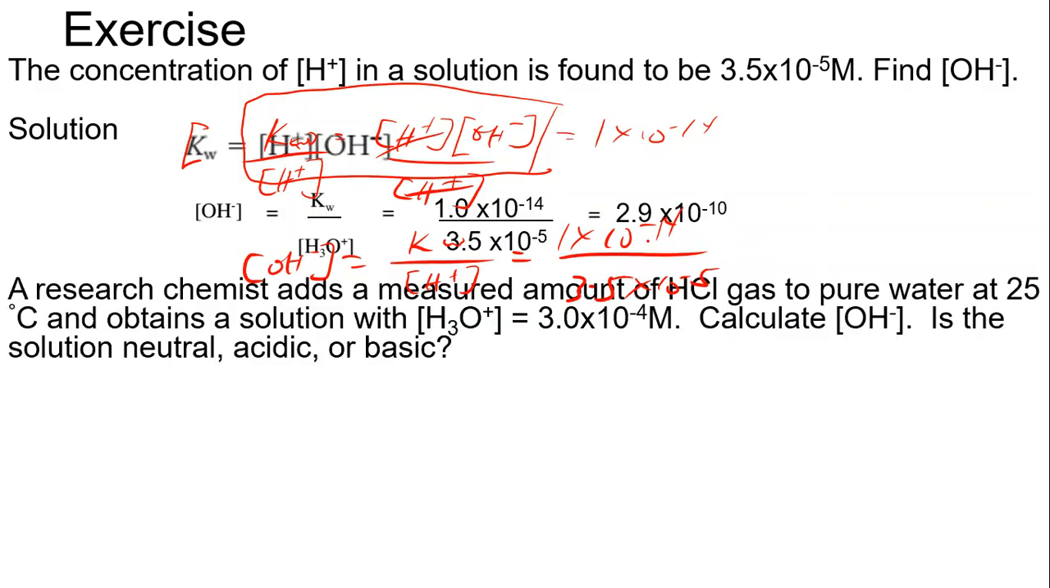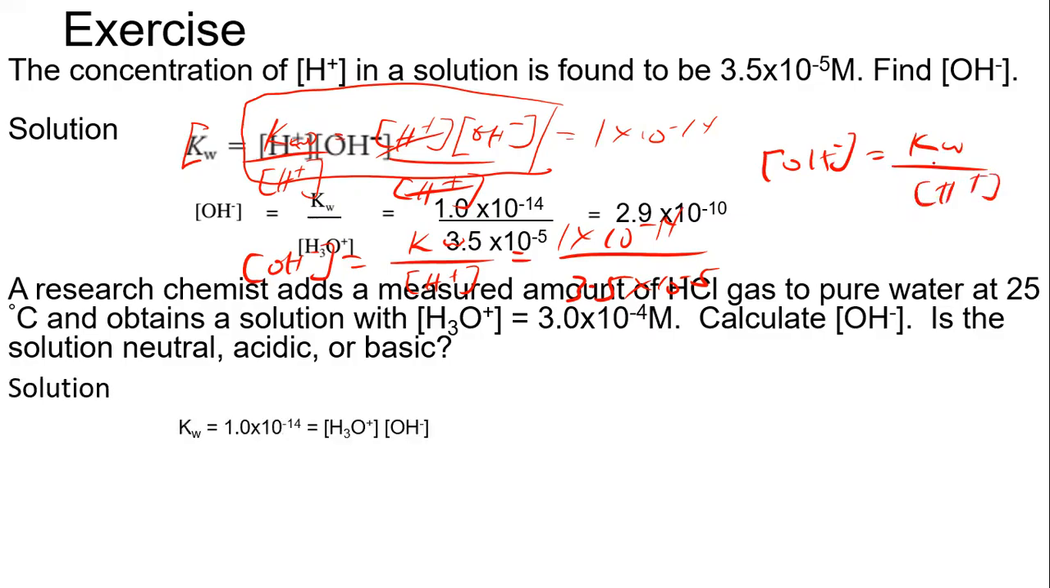Very simple. Next question. A research chemist adds this amount of milk to pure water at 25 degrees and obtains a solution of this. Calculate the OH-. So it's the same thing. You just use what we did here. The OH- concentration is equal to Kw all over the H+ concentration, right? Good. And then that should give you an answer. Very simple.